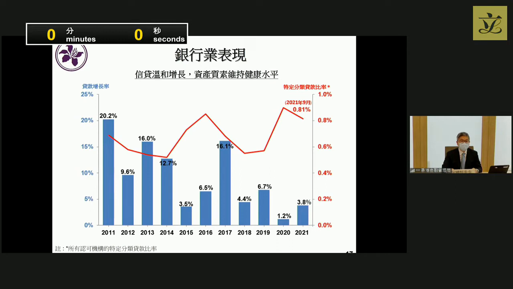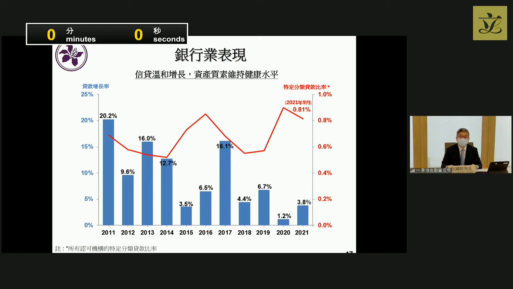First, on the banking sector, about credit growth and asset quality in 2021 for the whole year. Credit growth recorded was 3.8% for the whole year, slightly higher than the previous year. The pandemic continues to affect the economy, and with a credit growth of 3.8%, I would say that the situation is satisfactory, and the banking sector has continued to support the real economy.